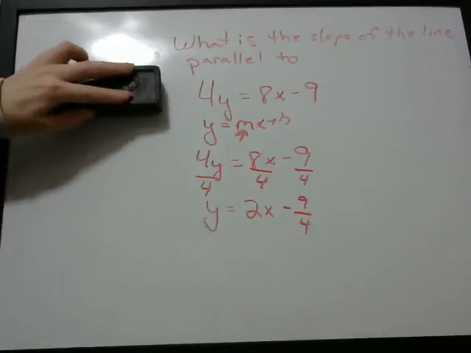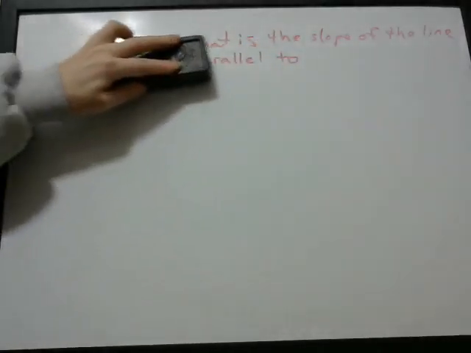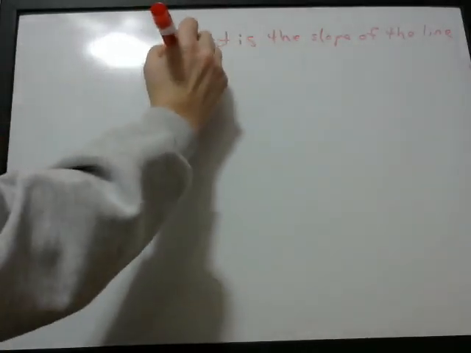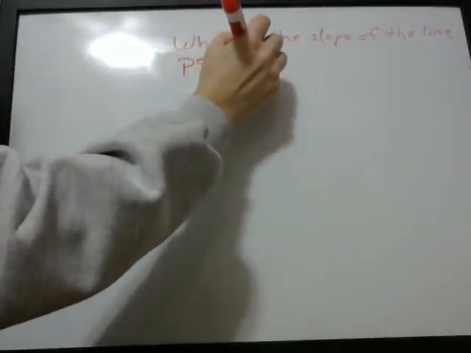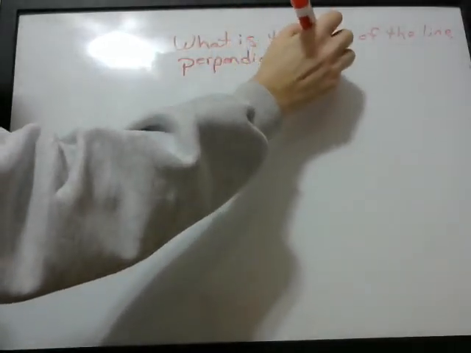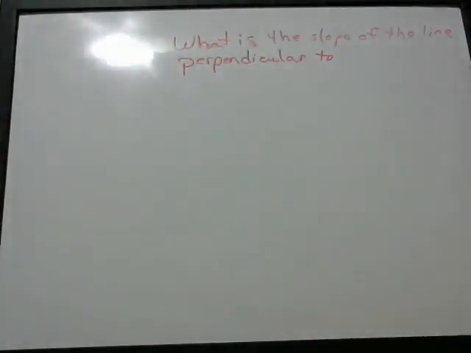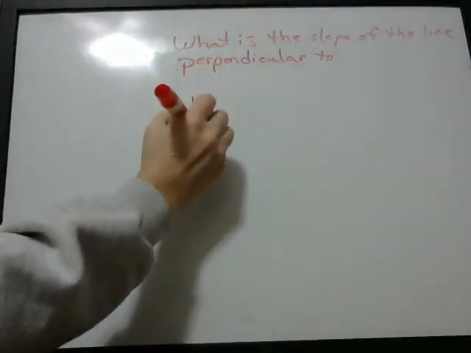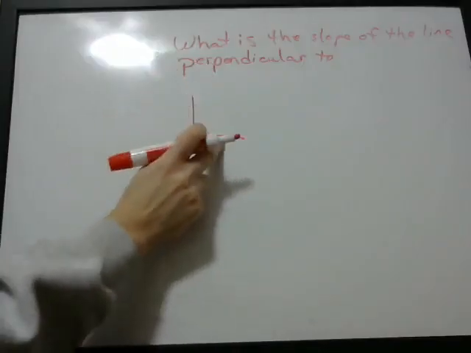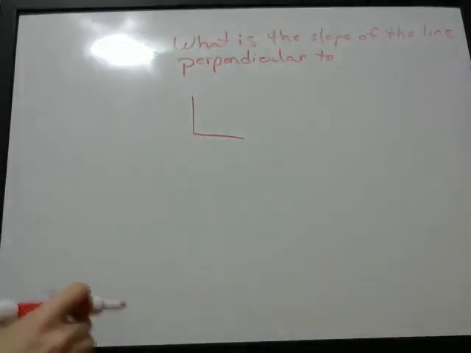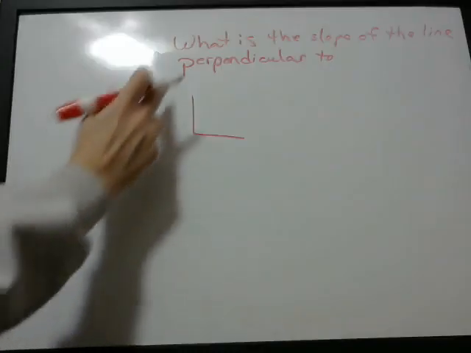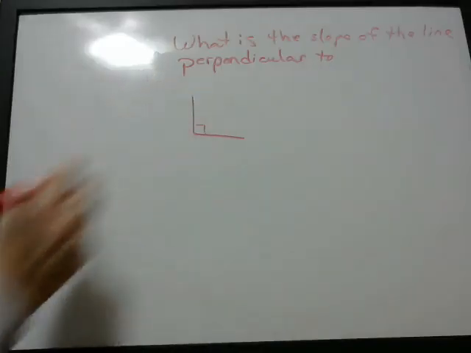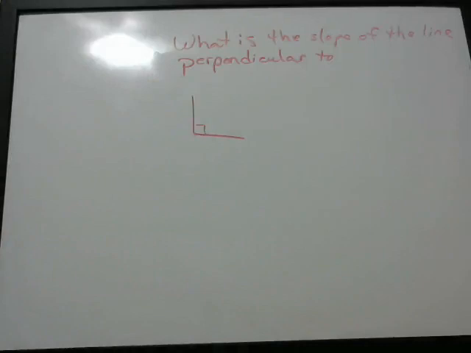The other type of question that you'll get is about perpendicular lines. Perpendicular means that they form a 90-degree angle. So for example, the corner of a room or the wall to the floor of a room is 90 degrees. That's what perpendicular means, that you have two lines that are forming a 90-degree angle. Sometimes you'll see people write a square there. That means that it's 90 degrees.